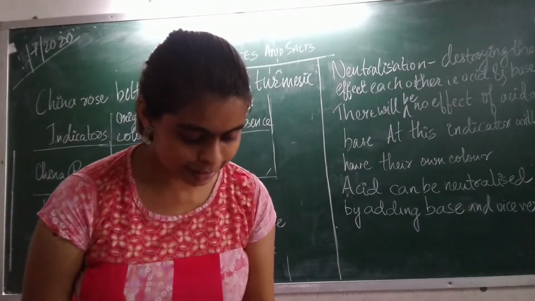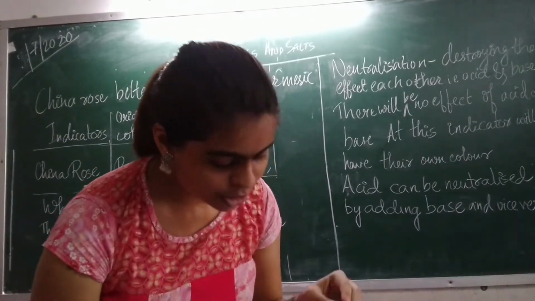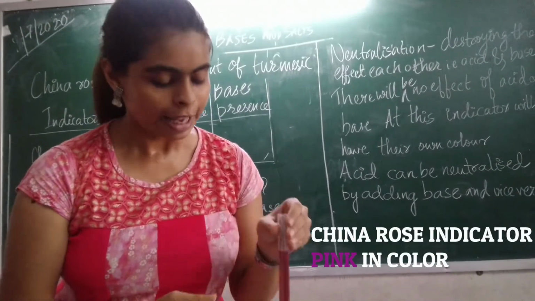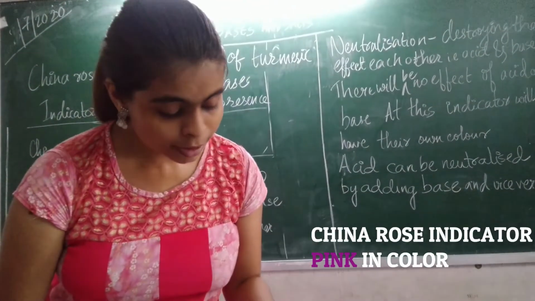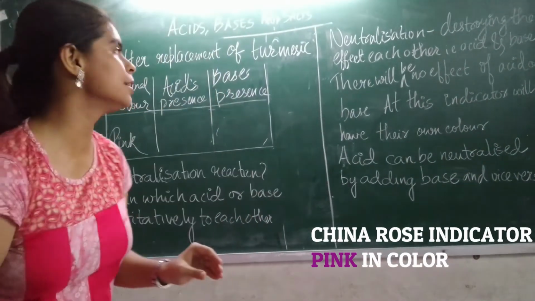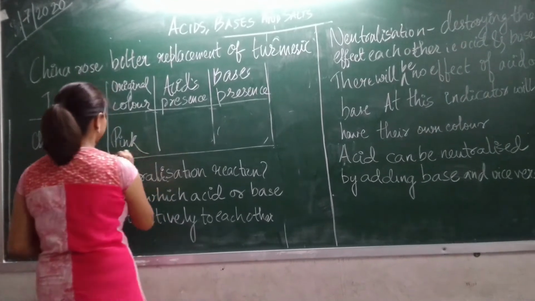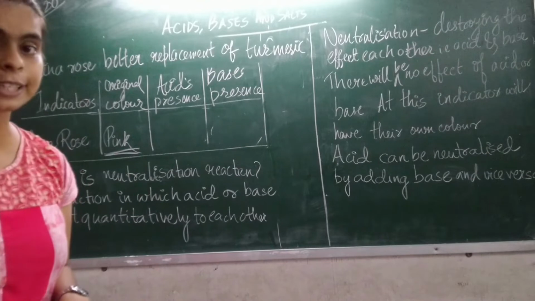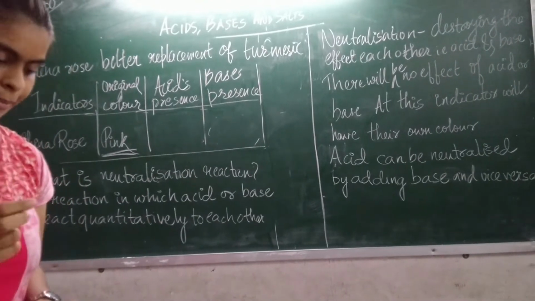Here you see this is a China rose indicator. I have extracted the indicator by boiling, and it is pink in color. So the original color of the China rose indicator is pink. Now let's see what will happen in presence of acid and in presence of base.